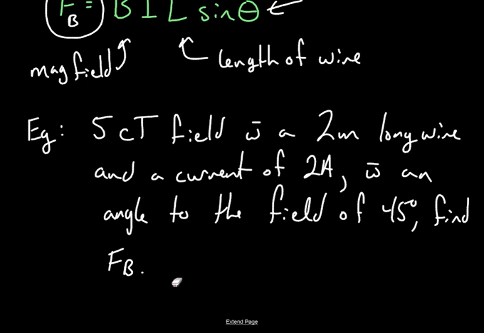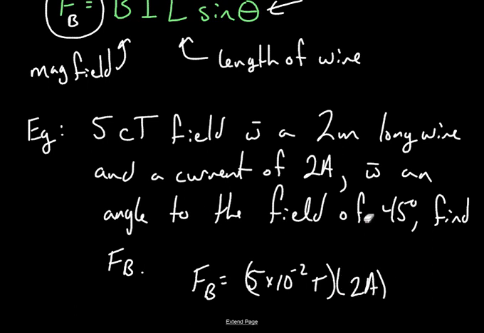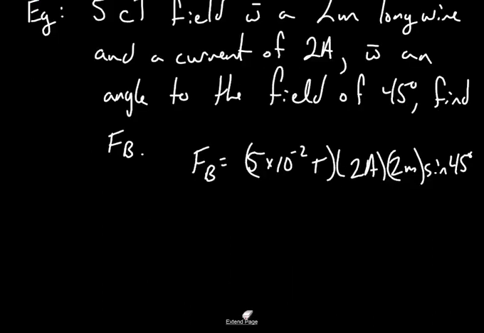So, pretty straightforward with a setup like this. 5 centiteslas, so 5 times 10 to the negative 2 teslas. Current 2 amps. 2 meter long wire. And sine of 45 degrees. What's the sine of 90 degrees? 1, right? So if this were at 90 degrees to the field, this would just be 1.